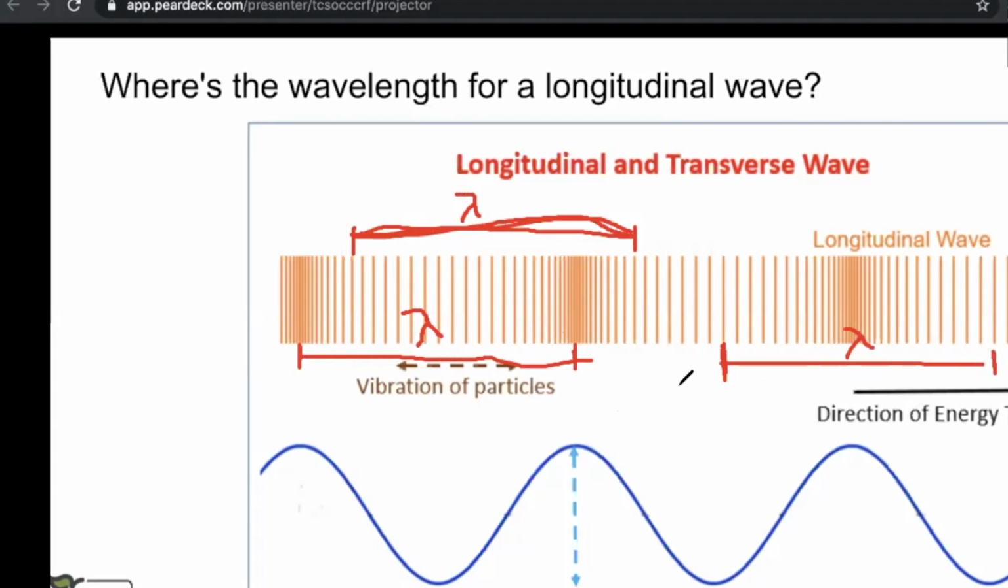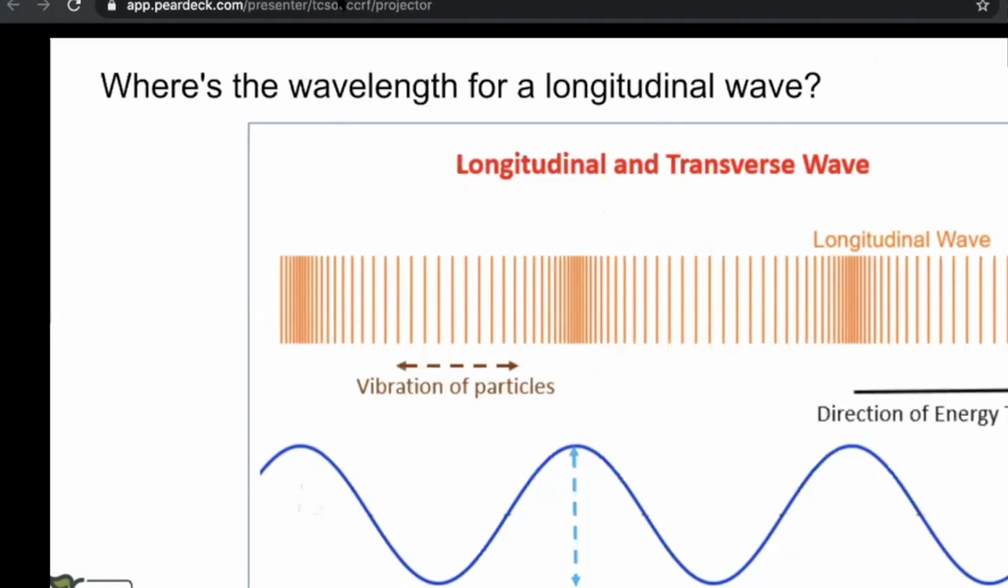Okay? So we got compressing, stretching, compressing, stretching. Wherever that repeats is where we look. So I could look at the front of the compression. So when we think of sound waves, we think of compression waves. Okay? So we could go from the front of the wave to the next front of the wave. Or we could go from the middle to the next middle.